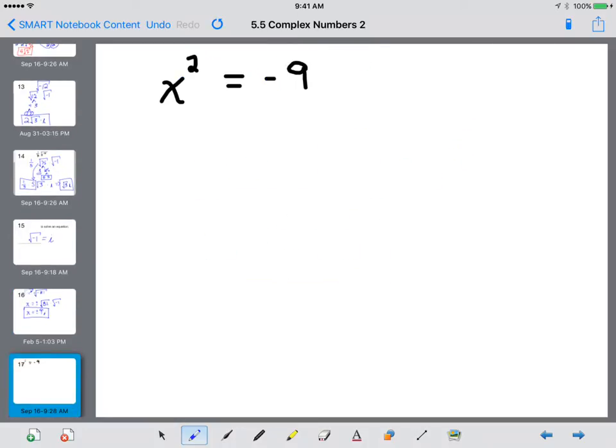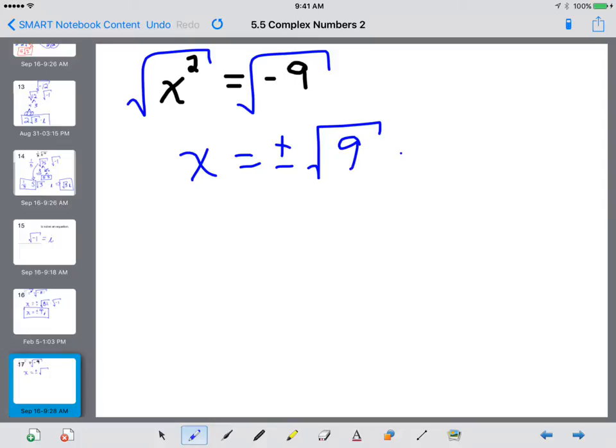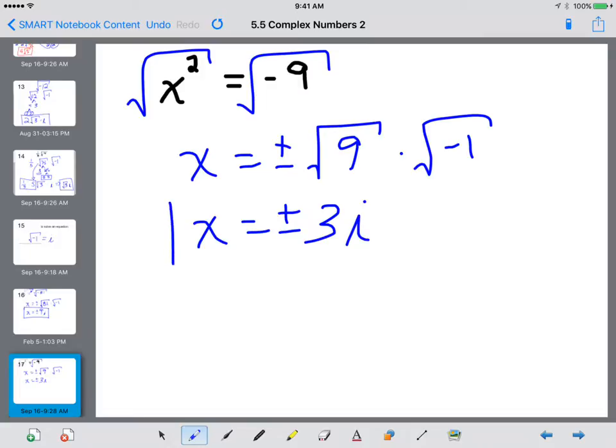Let's try this idea again. x squared equals negative 9. Take the square root of both sides. I'm left with x equals plus or minus the square root of 9 times the square root of negative 1. So we're left with plus or minus, the square root of 9 is 3, square root of negative 1 is i. So x equals plus or minus 3i.